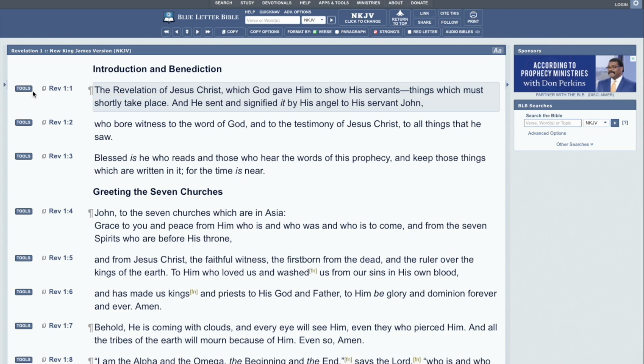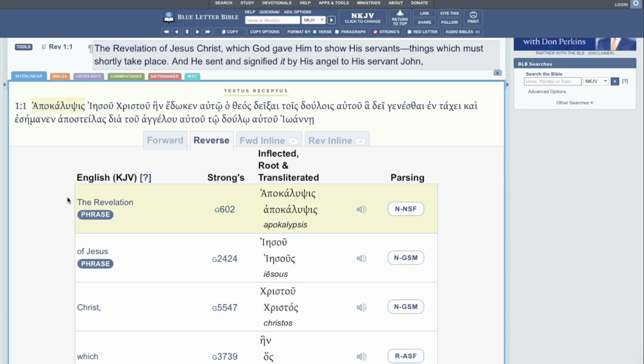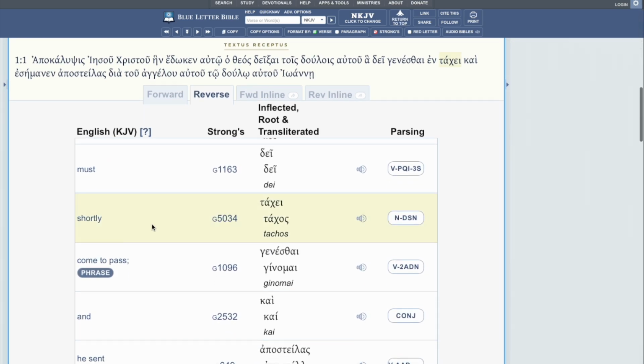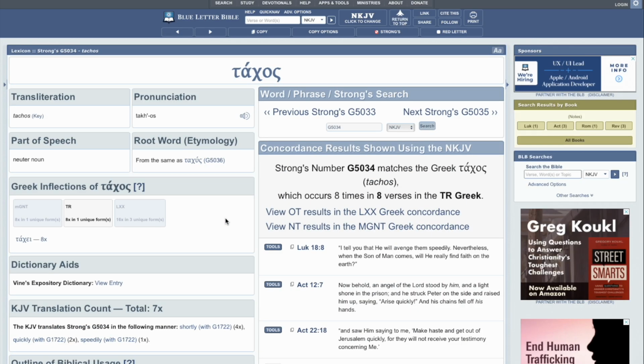Well, I can figure that out right here. So what we do is we scroll down here, things which must shortly take place. This always makes me a little hungry because the Greek word is tacos. It's actually tachos, but it looks like tacos. So we go here and we click on this and we start getting an understanding.